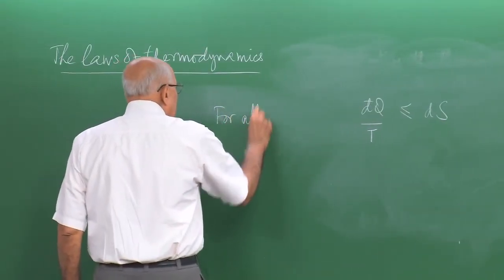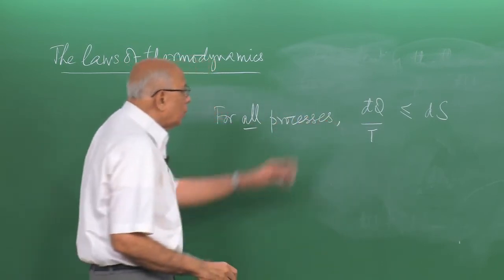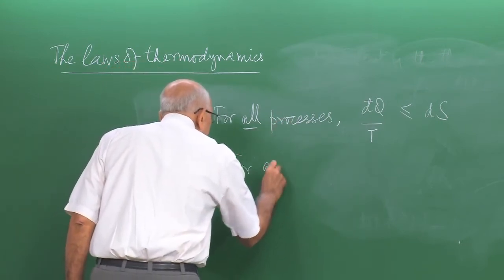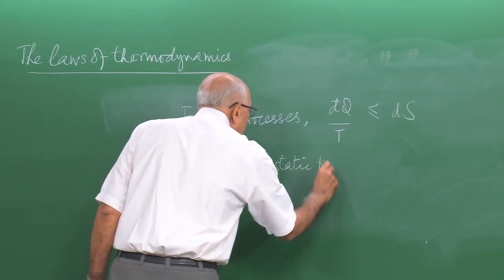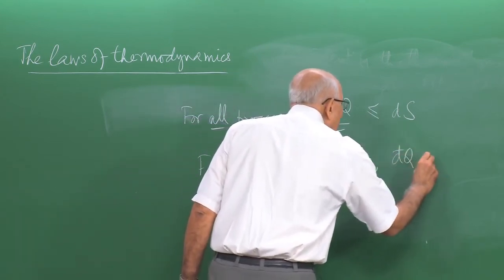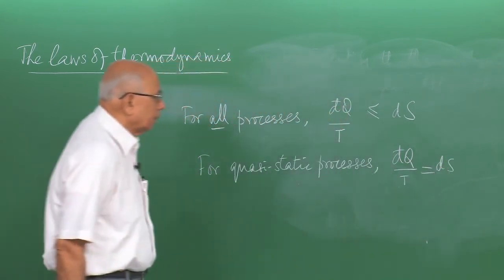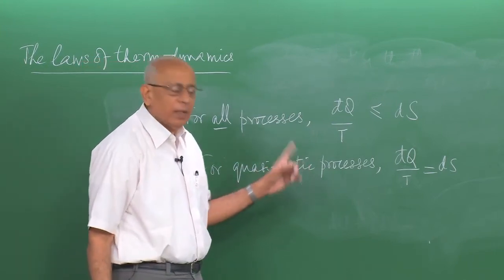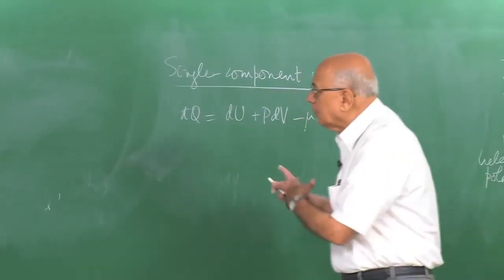For all processes, dQ over T is less than or equal to dS, and for quasi-static processes, dQ over T is equal to dS. Okay. So that is the right way to say it. And if you like, this is the second law of thermodynamics. The formulation in this form is most convenient for us to proceed further.